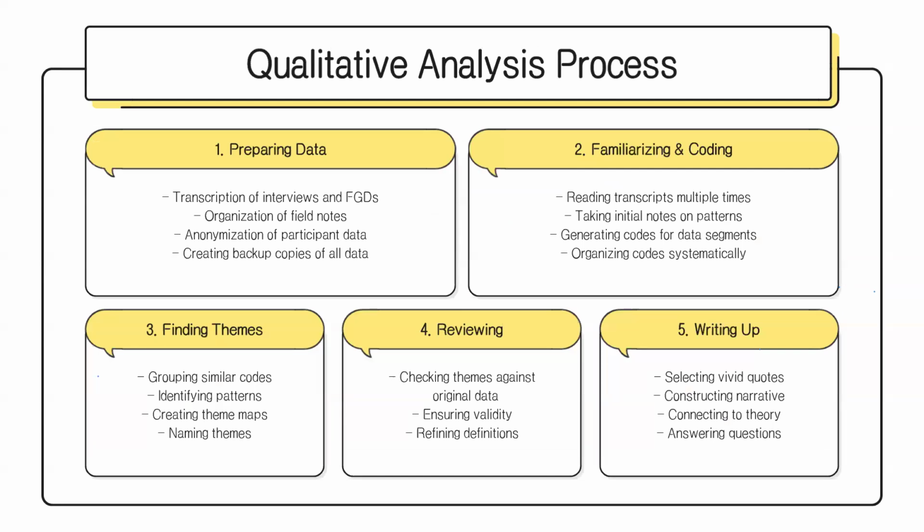The analysis process has 5 systematic steps. 1. Preparing data. 2. Formalizing and coding. 3. Finding themes. 4. Reviewing. 5. Writing up.